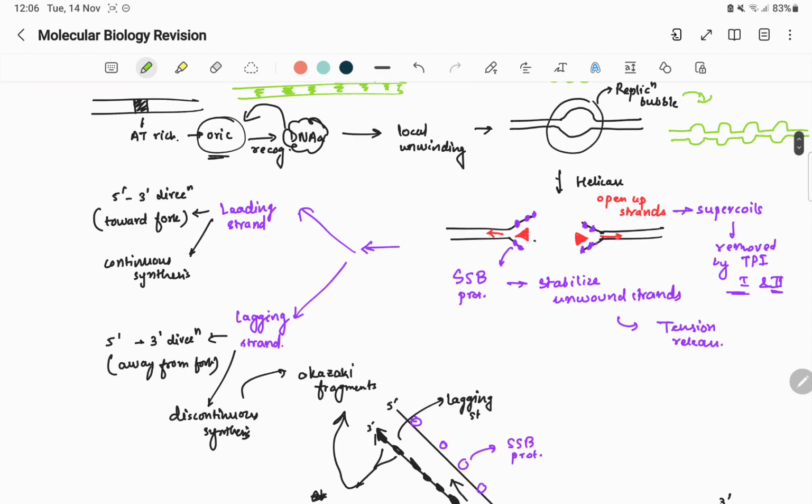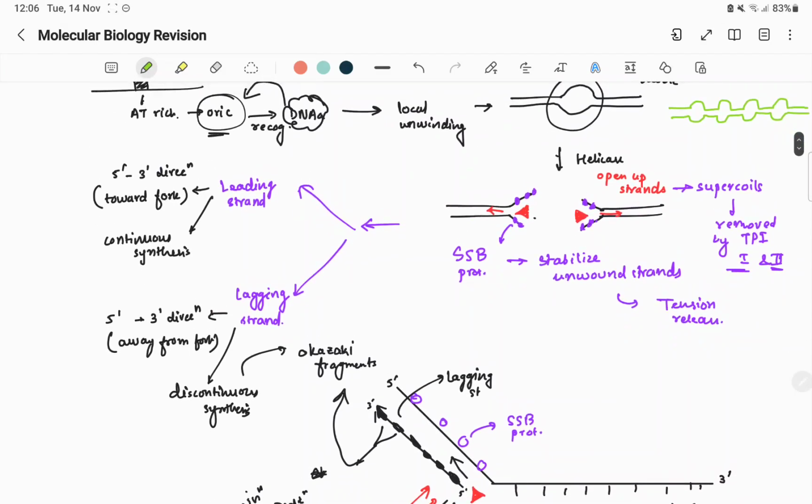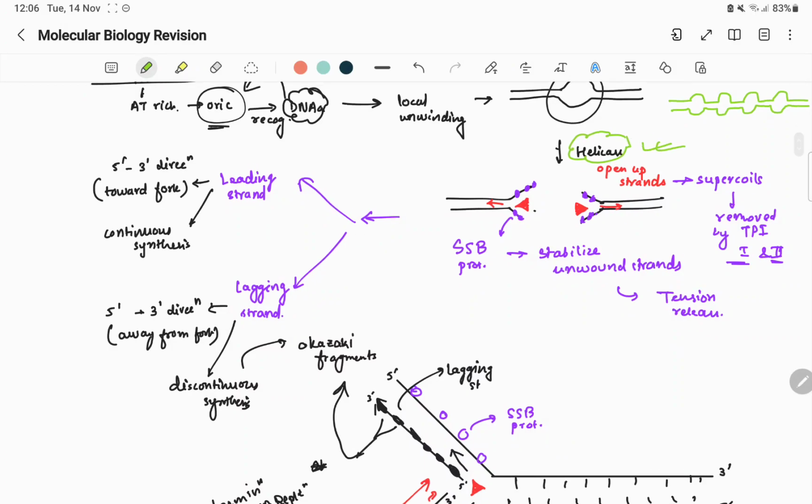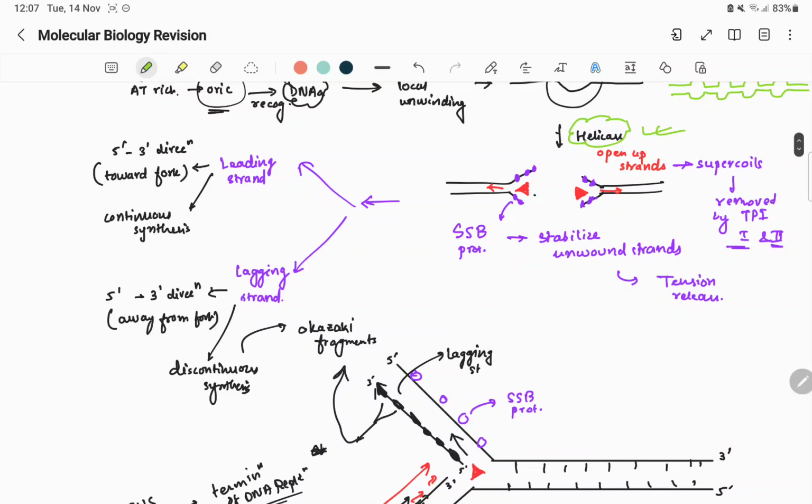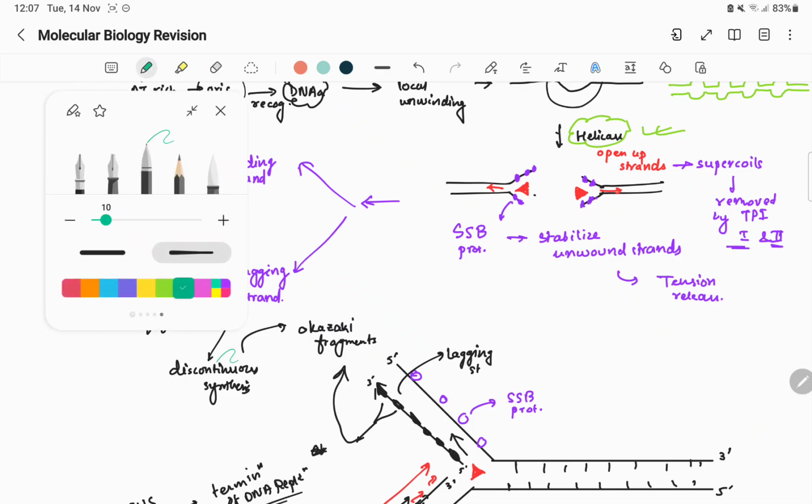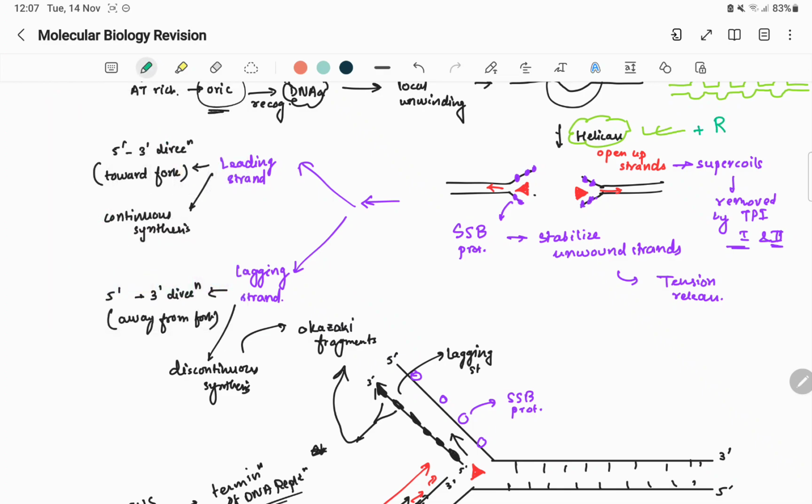So what are the enzymes? First, helicase will be there to open up the strands. Then we have replication protein A, which keeps the strands together.